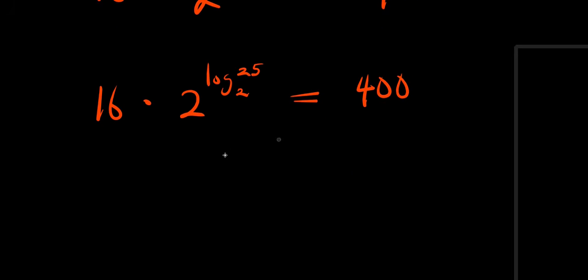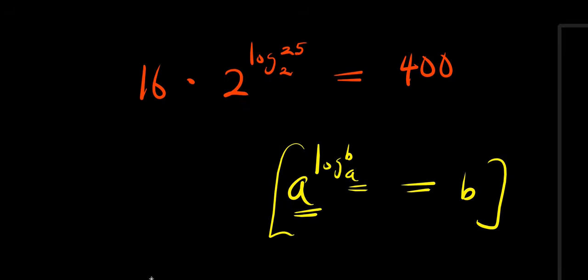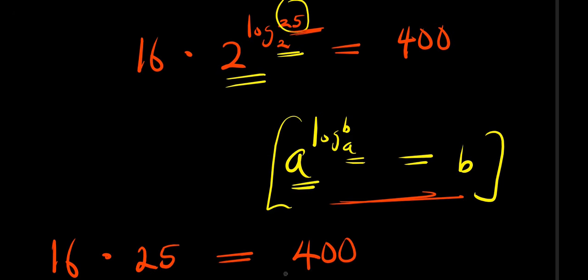Now, if you have a power log b to the base of a, there's a here, there's a here, you have b as the output, meaning that since we have 2 here and we have 2 here, what you are going to have is 25. So you definitely have 16 times 25, which is the outcome of this based on this identity, equals 400.